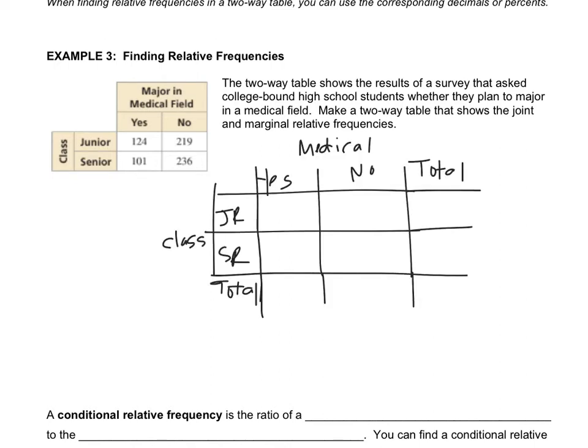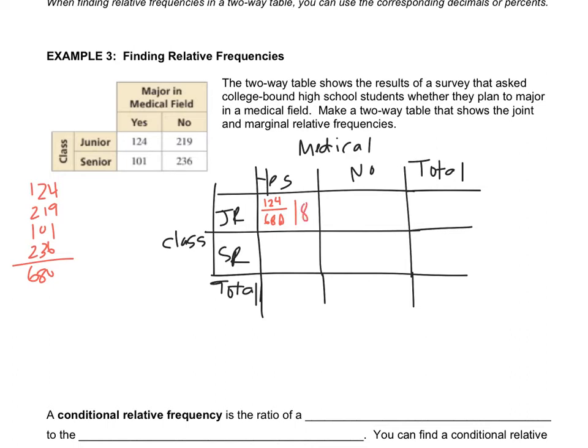So here's what we're doing. We know that 124 juniors said yes, but we first have to figure out how that compares to the total number of people. So pause the video and figure out how many total people were surveyed. So we got 680 people were surveyed. So 124 over 680 is what as a percent? That's about 18%. You can also do 0.18 if you wanted to.